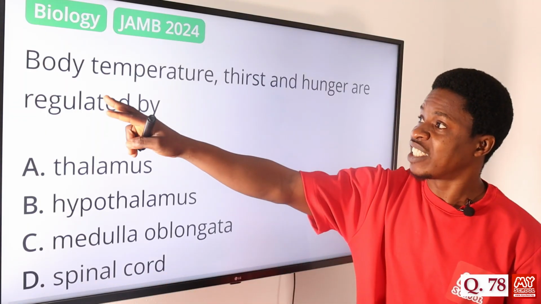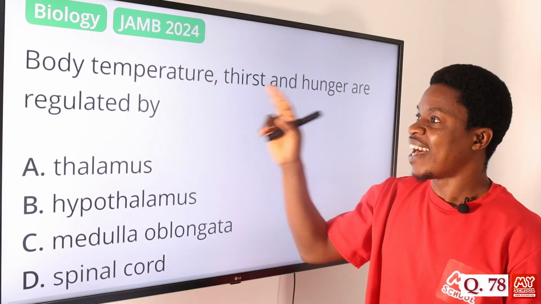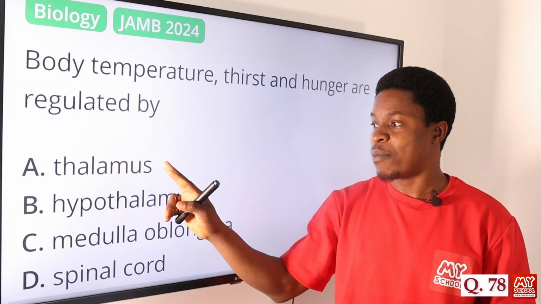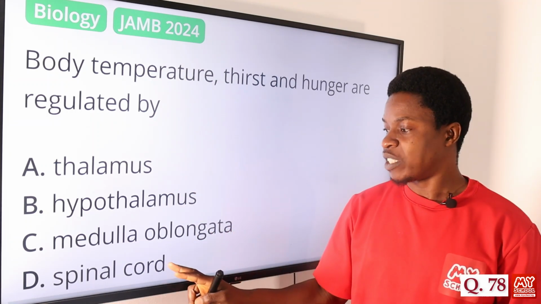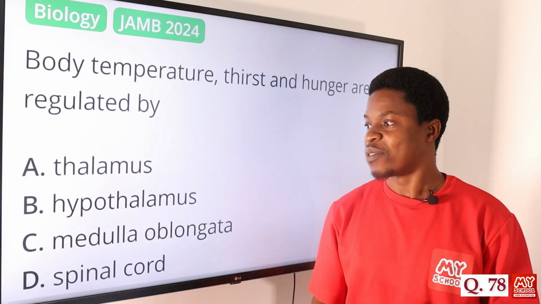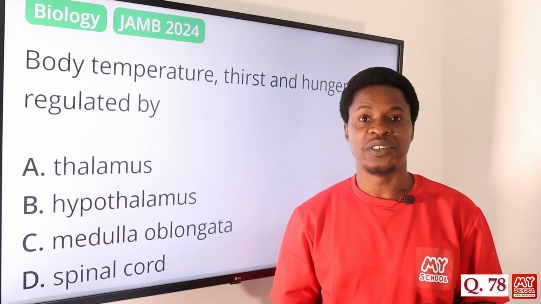So the question says body temperature, thirst, and hunger are regulated not by thalamus, not by medulla oblongata, not by spinal cord, but by hypothalamus. So the correct answer is option B.